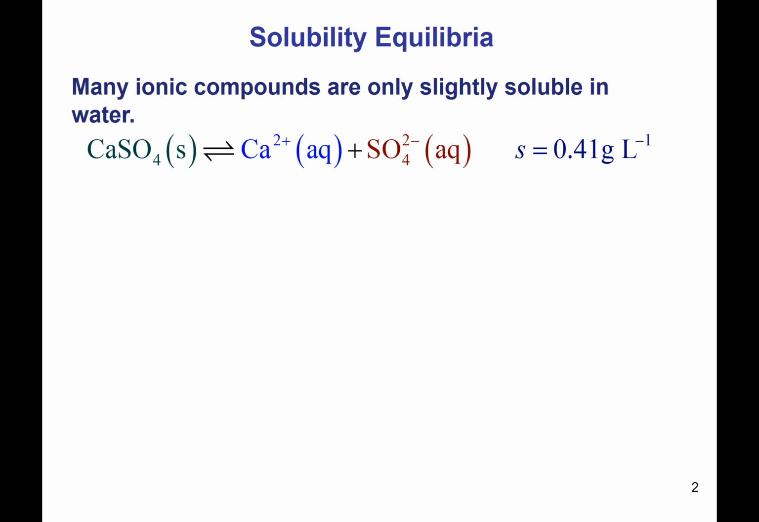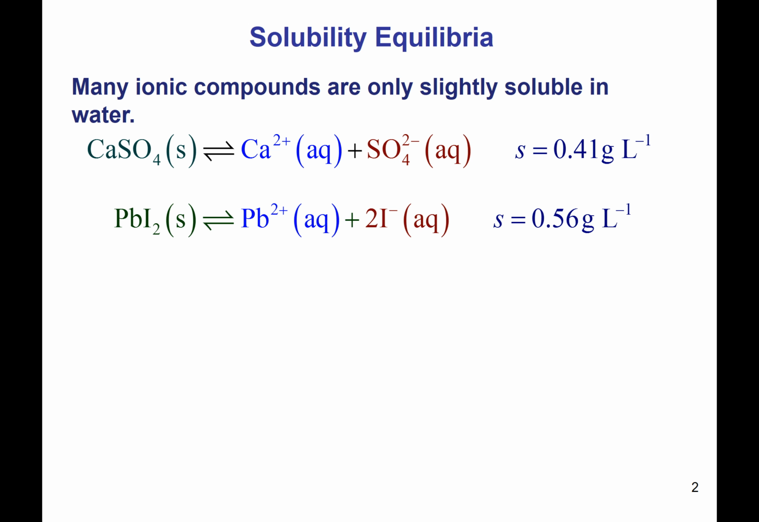calcium sulfate, that put in contact with water, they dissolve into it, but they dissolve into the ions. In this case, calcium 2 plus cations and sulfate anions. And the solubility of this salt is relatively small, limited. In this case it is 0.4 or so grams per liter. Only 0.4 grams of the calcium sulfate dissolves into 1 liter of water.